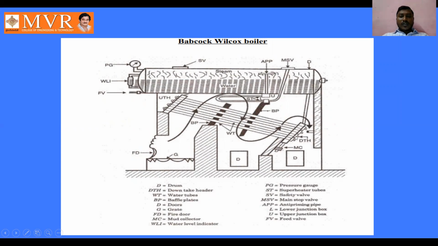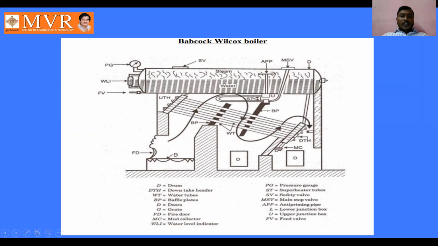By using this downtake header, the water enters into these water tubes, and it goes up to the uptake header, and this uptake header has been connected to the boiler shell. Here, by using this feed valve we are feeding water, by using this water level indicator we check how much water is there in the boiler shell, and by using this pressure gauge we check the pressure value of the steam.